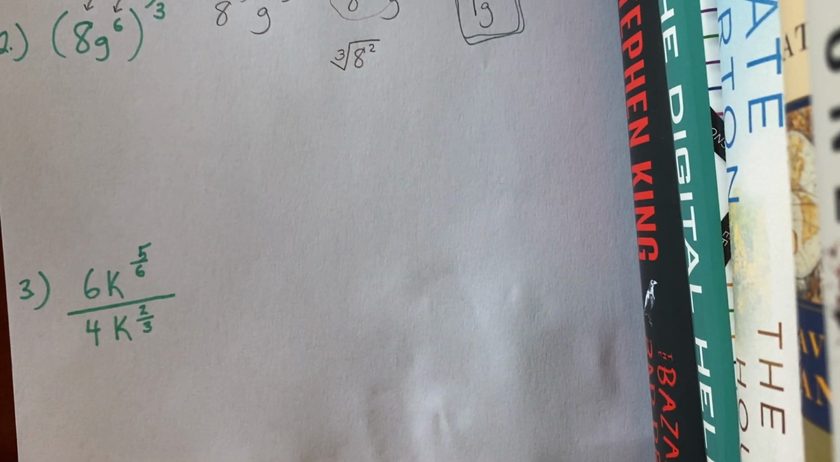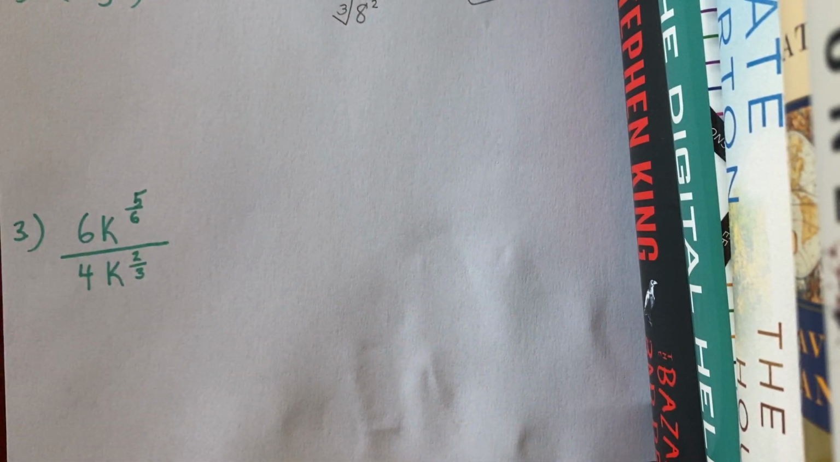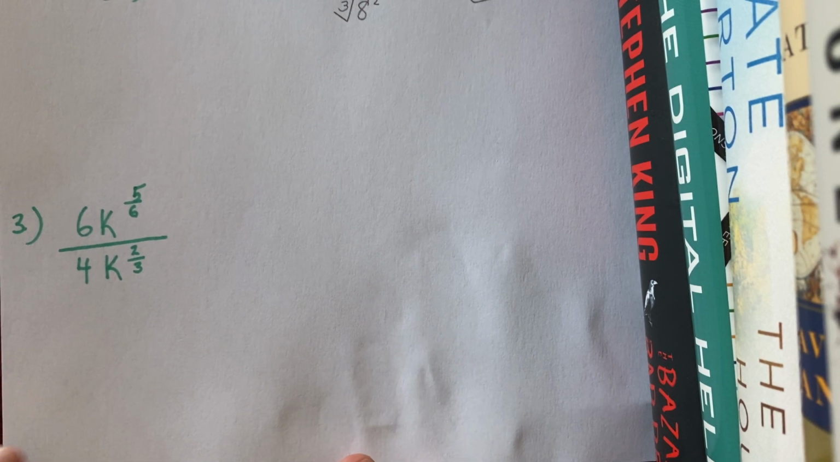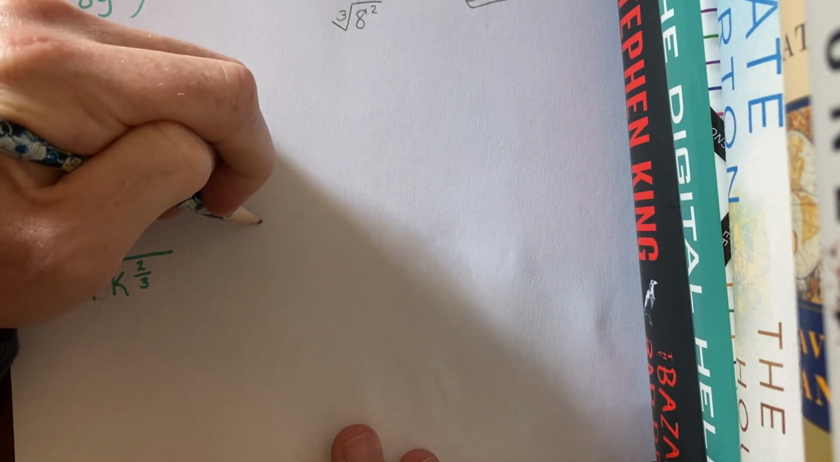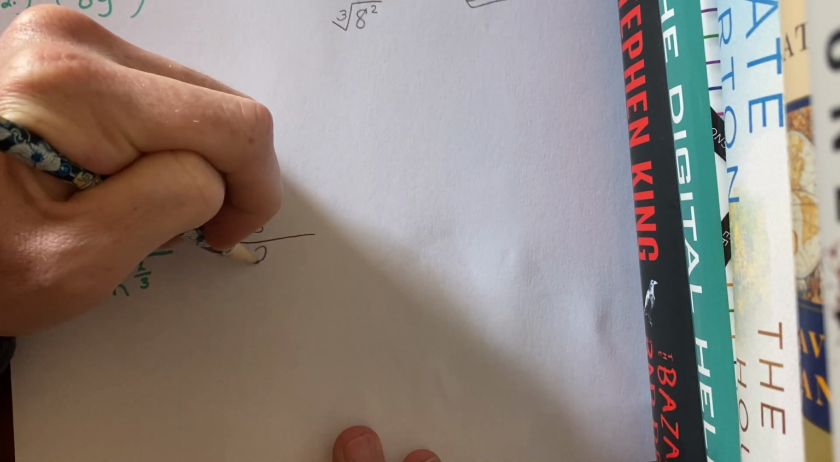Last one right here, I'll do number 3, and then I will post this video, and there will be a second video with the next 3 questions. I now have two different expressions being divided by each other. The first thing you can tackle is simplifying these numbers. Both 6 and 4 can be divided by 2, so right off the bat I can reduce that to 3/2.